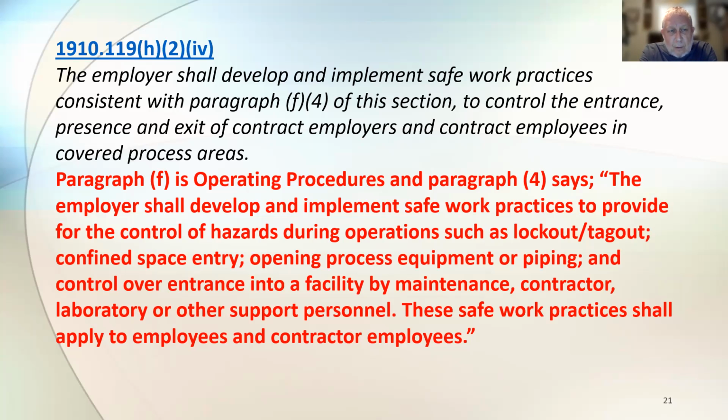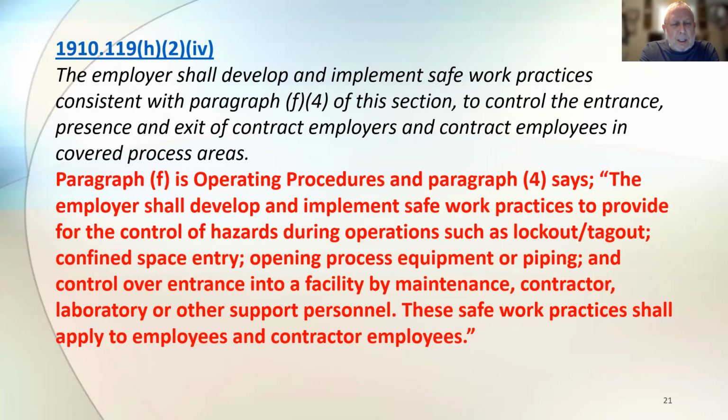Again, paragraph F, which you just talked about, is operating procedures. And paragraph 4 says the employer shall develop and implement safe work practices to provide for the control of hazards during operations, such as lockout, tagout, confined space entry, opening process equipment or piping, and control over entrance into a facility by maintenance, contractor, laboratory, or other support personnel. These safe work practices shall apply to employees and contractor employees.